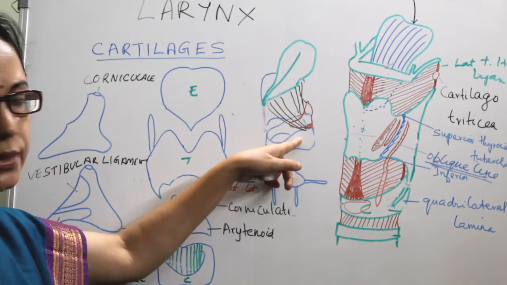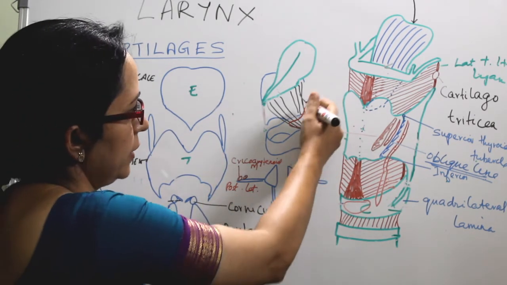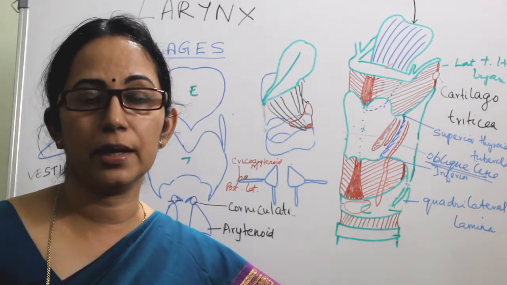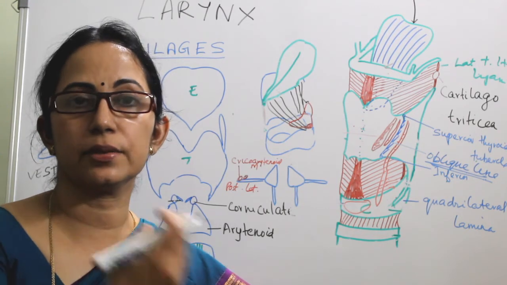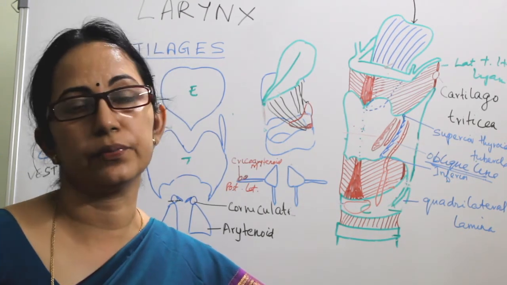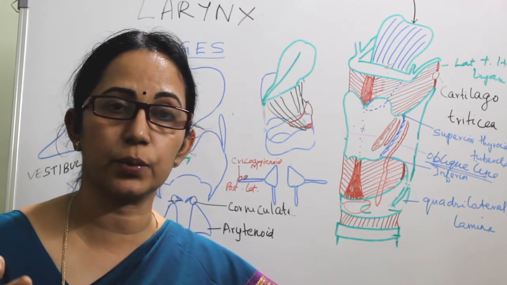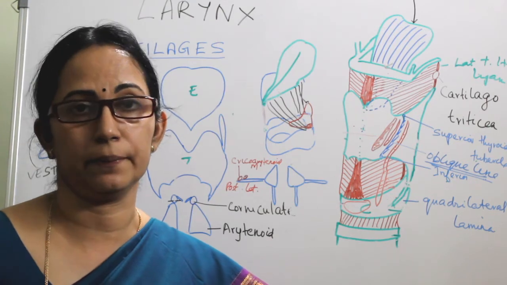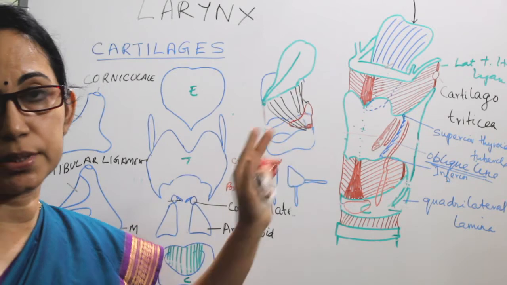The base is attached to the cricoid cartilage, and the posterior surface on that part is completely covered by the transverse arytenoid muscle, and also there is a posterior cricoarytenoid ligament which prevents the forward sliding of the arytenoid cartilage. So on the posterior surface there is a posterior cricoarytenoid ligament as well as the transverse arytenoid muscle. So the apex, the base and the posterior surface.